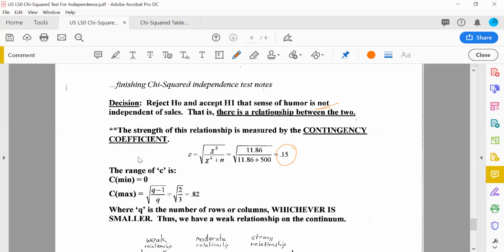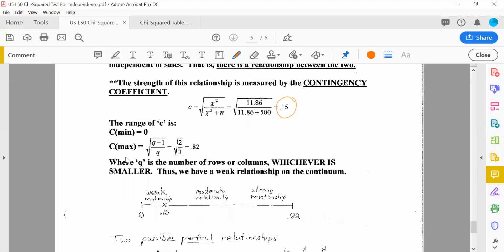Well, you need a continuum to put this on. First, you need a minimum value. The minimum value of C is always 0. Put that on the continuum. Then you need a maximum value. The maximum value is a computation in and of itself. It's the square root of (Q minus 1) over Q.